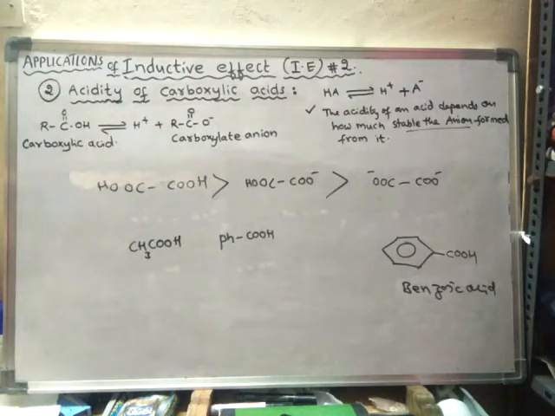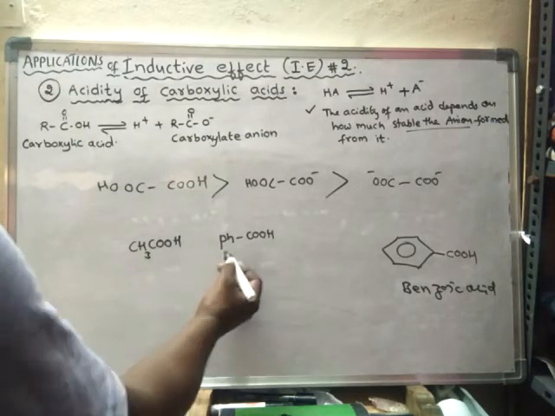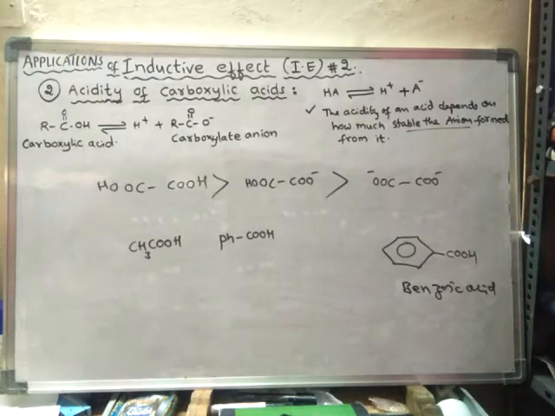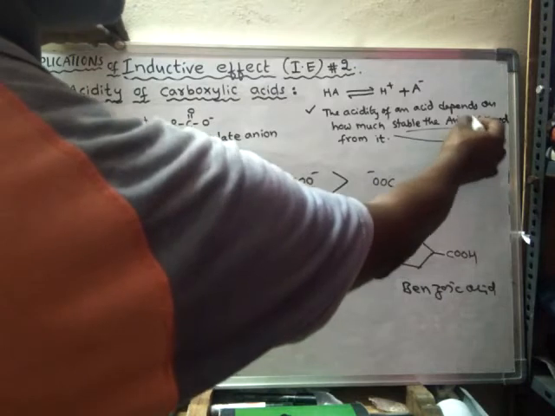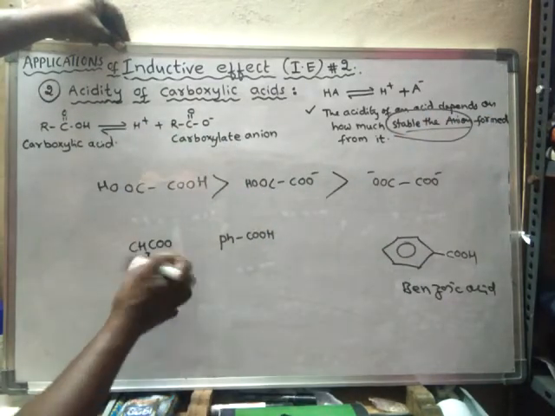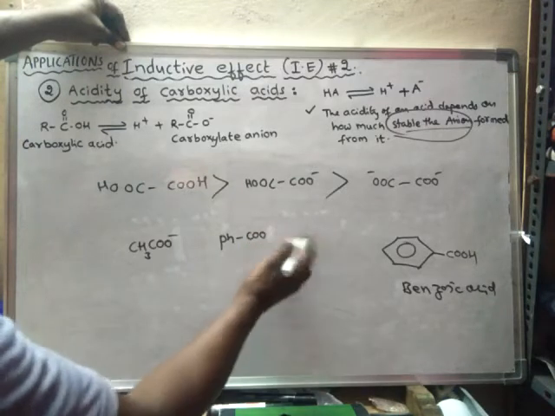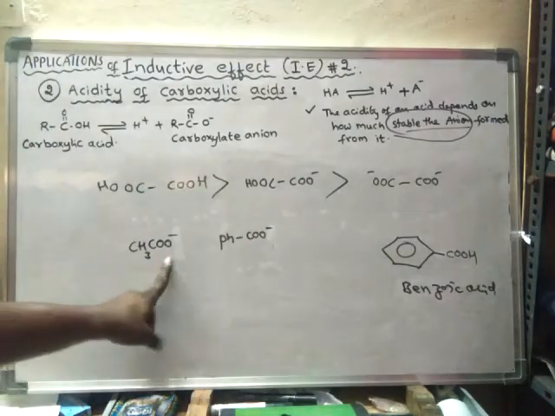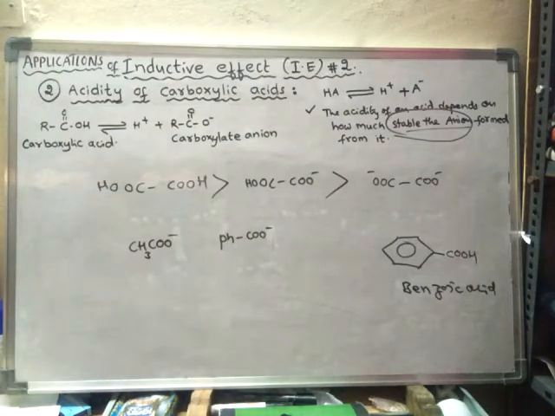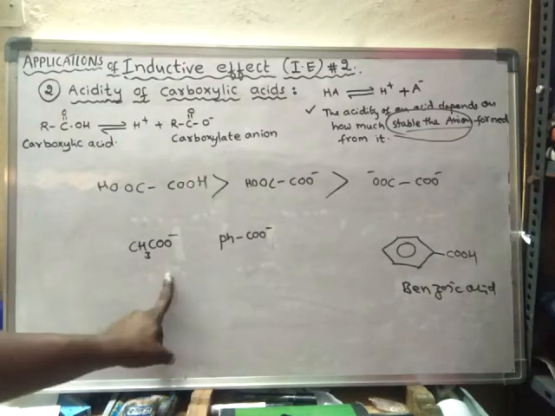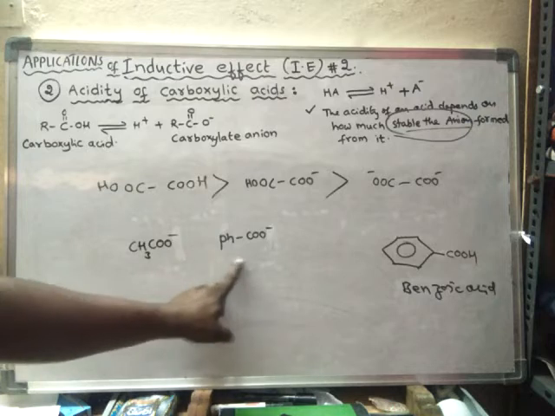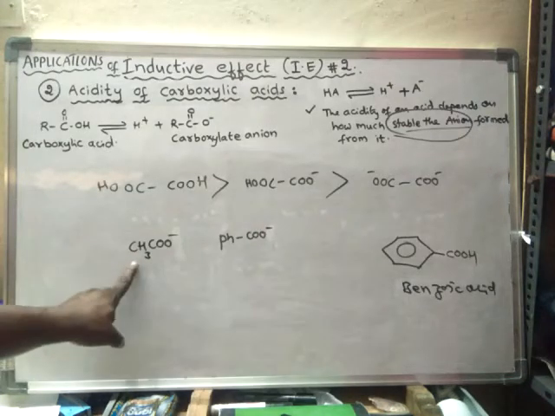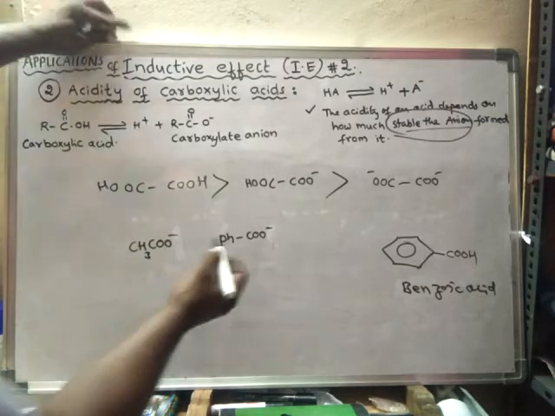Out of acetic acid and benzoic acid, which one is the stronger acid? Remember that in order to compare the acidic nature, we first have to compare the stability of the anion. The anion formed from acetic acid and the anion formed from benzoic acid: we have to see which groups are attached. In one anion a phenyl group is present, whereas in the other a methyl group is present. So the phenyl group is a minus I group.